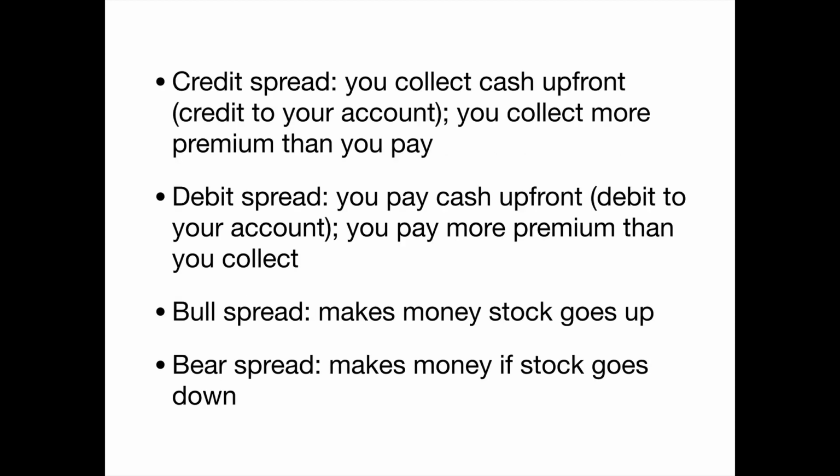The next distinction we need to make is between credit spreads and debit spreads. Now, a credit spread happens when you collect more premium than you actually pay out. So you're collecting cash up front and you get a credit to your account. A debit spread is just the opposite, as you can imagine. This is when you're paying more premium to put on a spread trade than you're collecting. And as a result, you have to put up cash up front to your account, and there's going to be a debit to your account. In other words, it's going to use up some of your margin.